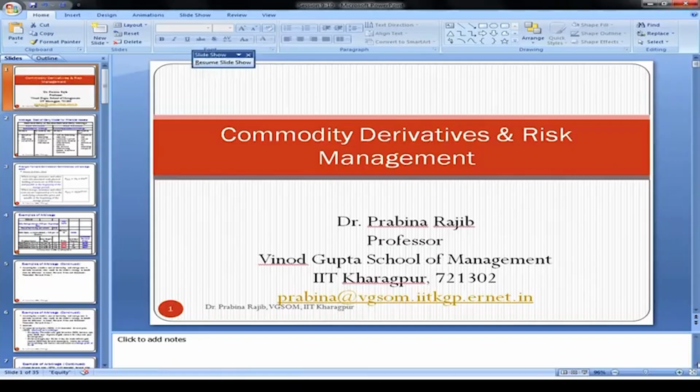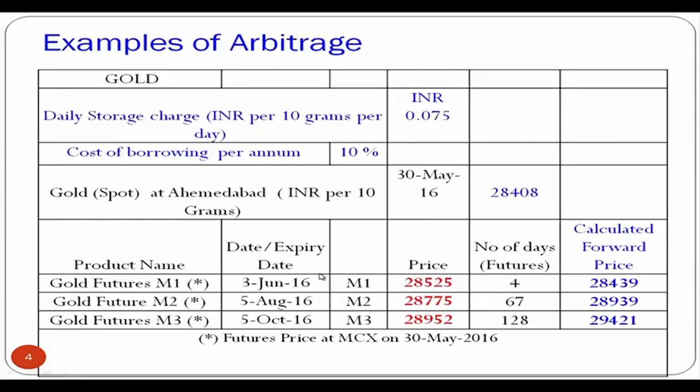Now let's take an example. Let's take this example of gold, and we will work out how cash and carry and reverse cash and carry arbitrage can be undertaken in this context. Let's say the spot price on 30th May 2016, the spot price of Ahmedabad gold, is 28,408 rupees.